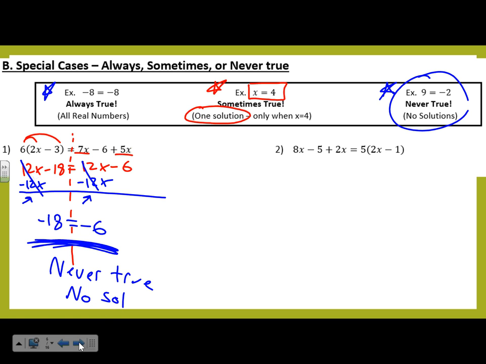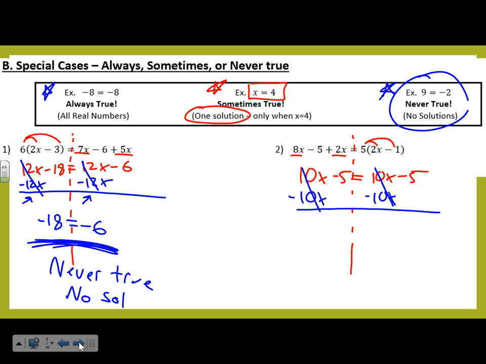And same thing, you guys probably guess what's going to happen with this one. 8 and 2x is 10x minus 5 is equal to 10x minus 5. Hopefully you already see something fishy now. When you subtract the 10x's, it will cancel. So again, we already know that it's either always true or never true. It's either all real numbers or no solution. Since negative 5 is equal to negative 5, then it's always true, or all real numbers.